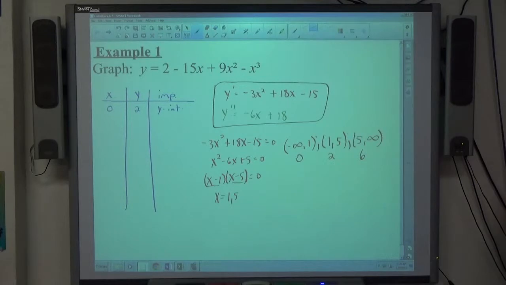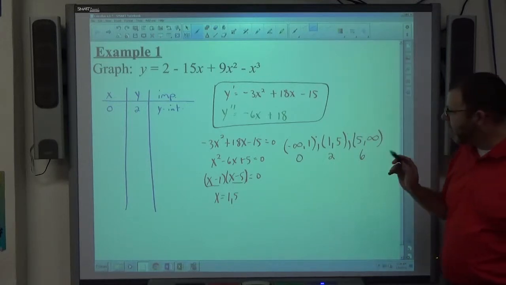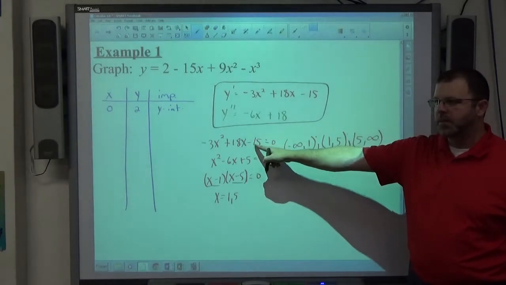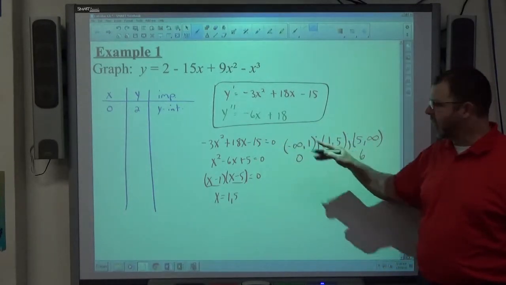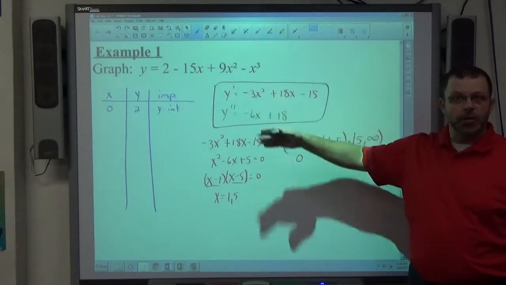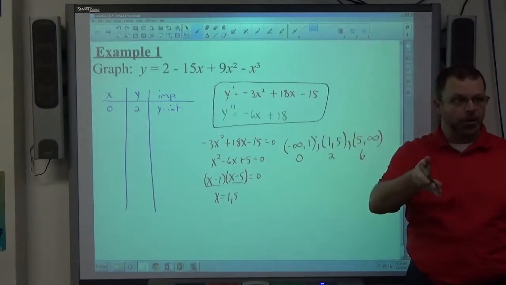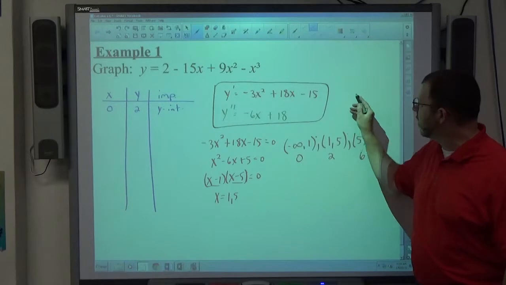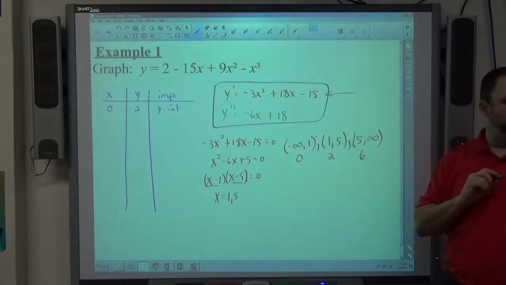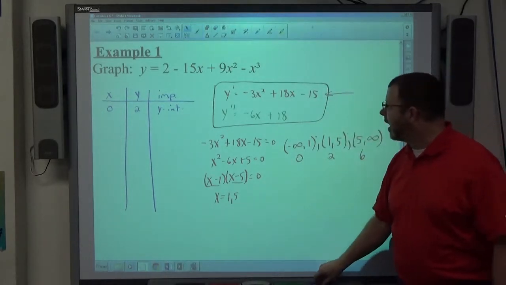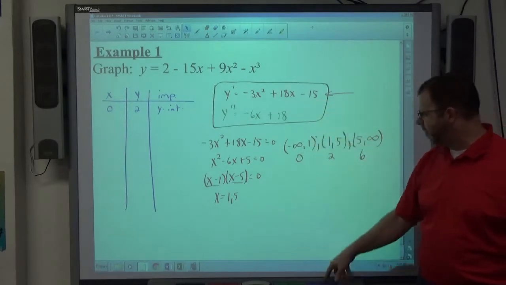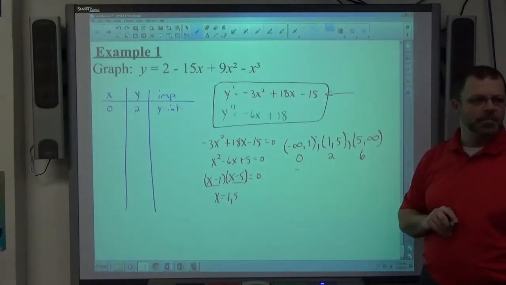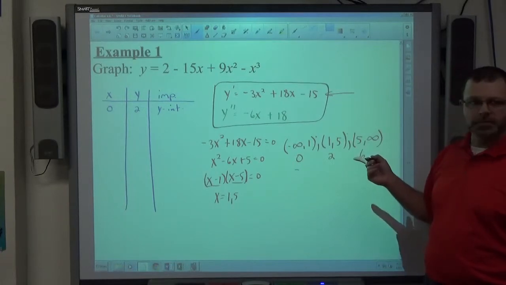My goal is to establish what the sign of this thing is on these intervals, right? Because again, the derivative represents whether it's increasing, positive slope, or decreasing, negative slope. So if I take these test values here, 0, 2, and 6, and substitute them into my derivative, I can establish sign. And obviously 0 is easy enough. 0 plus 0 minus 15 is negative. The other two are a little bit more challenging though, right?